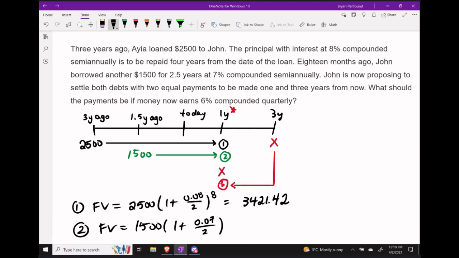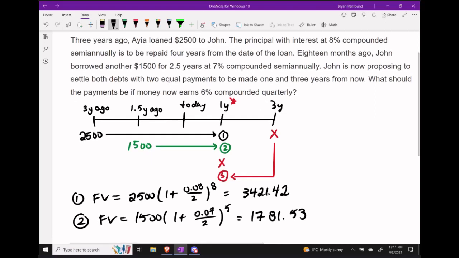In step 2, we'll take a look at that $1,500. It had a rate of 7% compounded semi-annually. So here we'll take 0.07 over 2 for i. This is going to go through 2.5 years of compounding. We need to multiply that by 2 because our frequency number is semi-annual, or 2. And that should give us 5 compounding periods altogether. This gives a future value of $1,781.53.